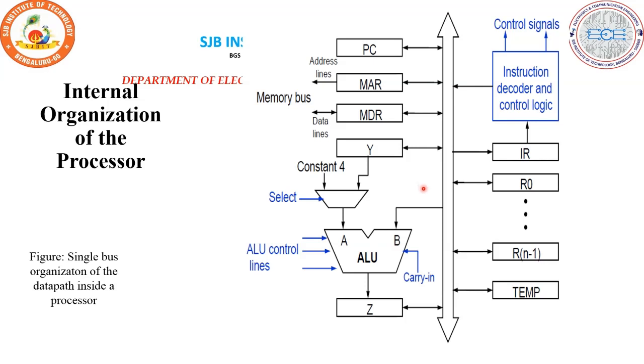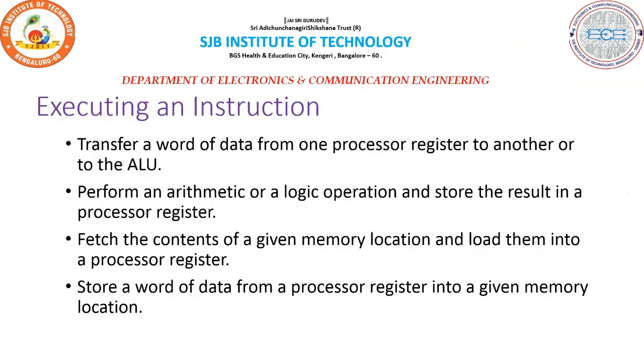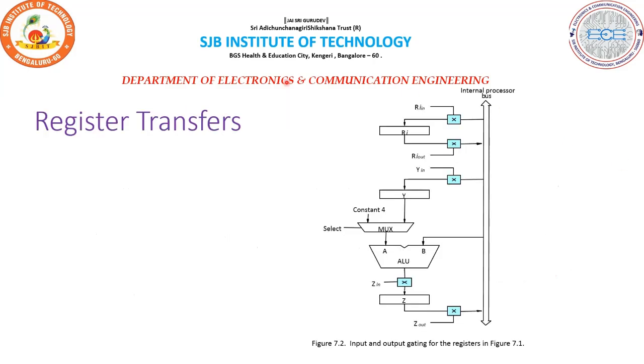Okay, so as shown in the figure, first let me consider the register transfers. That is, transfer a word of data from one register to another, perform an arithmetic and logic operation and store the result in a processor register, fetch the content of the given memory location and load it into a processor register, and store the word from the processor register into a given memory location. Okay, so this is the diagram depicting the register transfer flow.